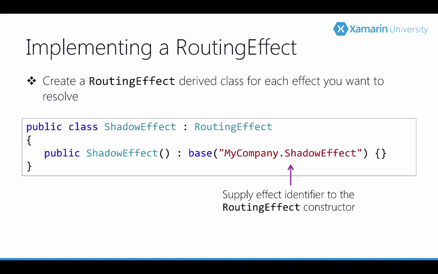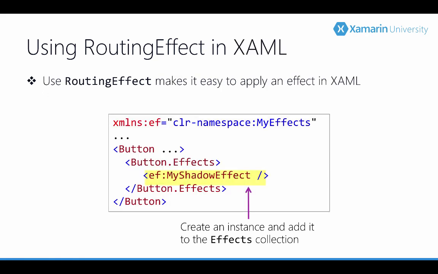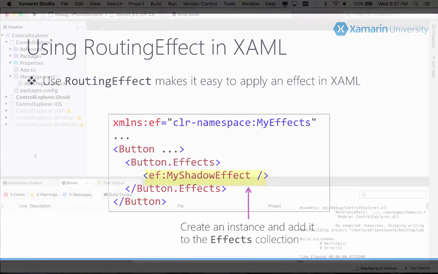The base constructor is then given the effect name to load, and routingEffect will pass through to the real effect. The benefit of this is that we have a real type to instantiate and apply, which we can then use in code or markup. And we no longer need to manage string literals to resolve the effect. And here you can see we can also use property element syntax to apply the routingEffect in XAML.